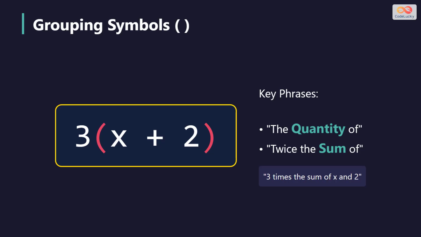Parentheses tell us to group things together. When you see them, use phrases like the quantity of or describe the operation inside first. For this expression, we would say 3 times the sum of x and 2. The sum is grouped together.